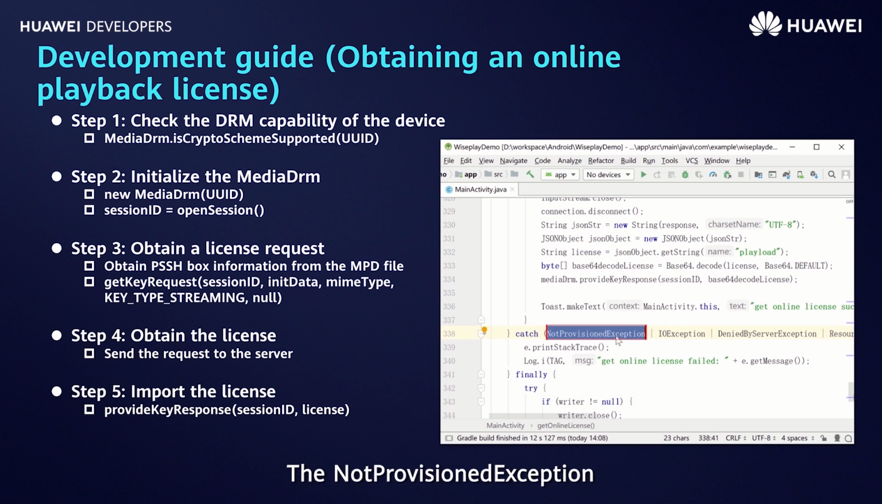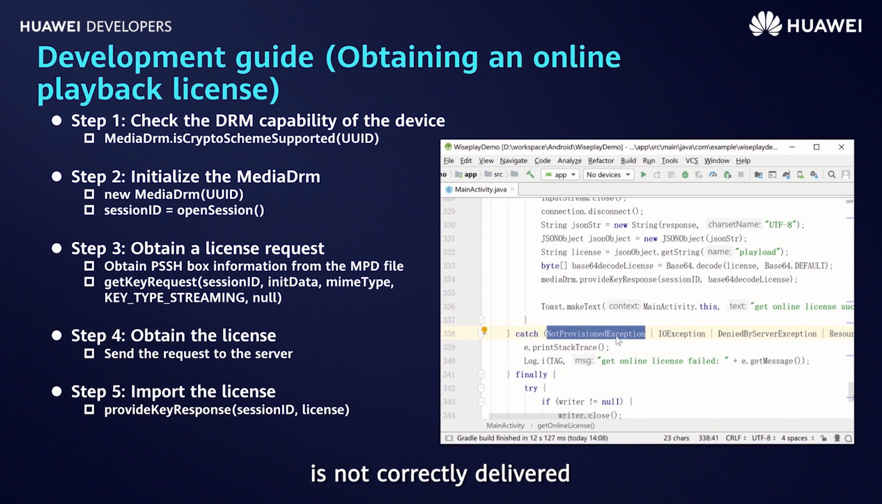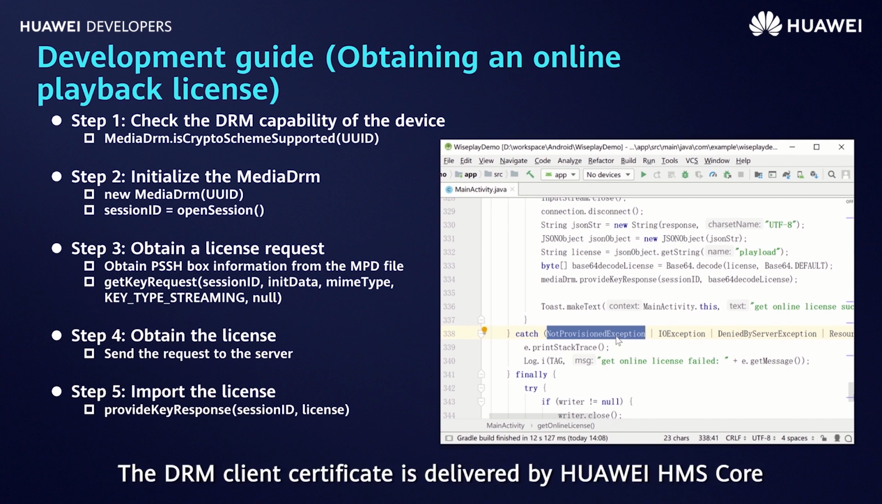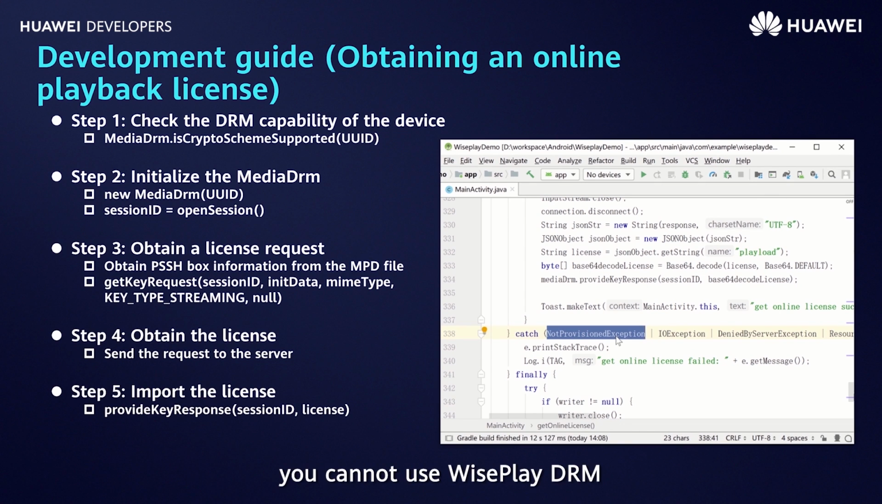The NotProvisionedException indicates that the WisePlay DRM client certificate is not correctly delivered. The DRM client certificate is delivered by Huawei HMS Core. If the NotProvisionedException occurs, you cannot use WisePlay DRM.